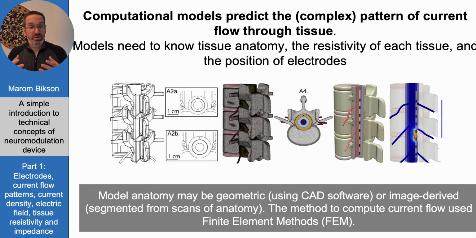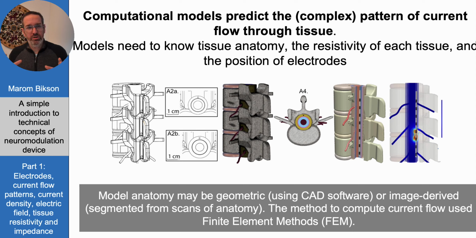These are models which represent the anatomy and the different tissue types, like bone, CSF, white matter, and gray matter. Once that is represented, they can predict the current density, the current flow pattern through these different tissues, and represent that as a false color map. We need these models because it gets hard to guess what will happen as the tissues get more and more complicated, and you'll hear different terms like CAD-derived, image-derived, finite element, numerical solutions.